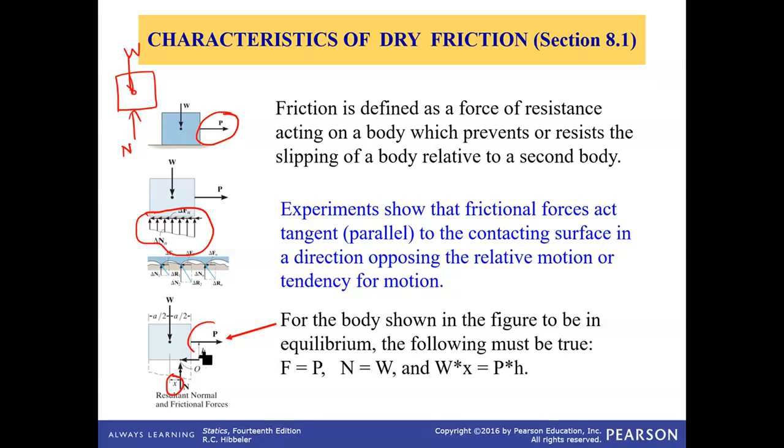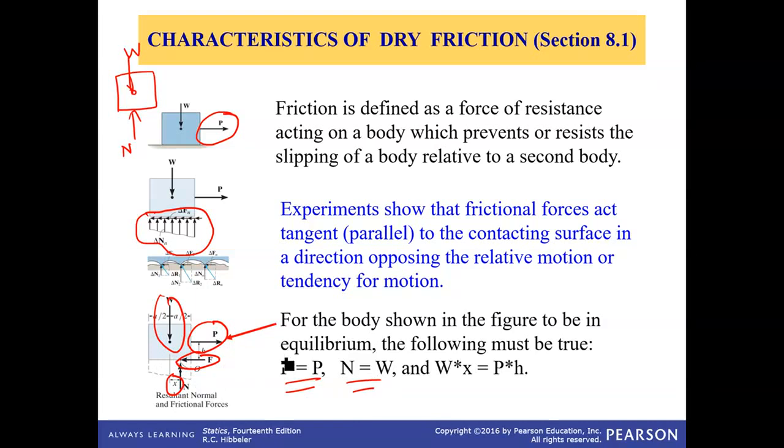Now this is the applied force P, this is the friction force F, this is the weight W, and that's the normal force N, which is not in line with W; it's at some distance x. So for the body shown in the figure to be in equilibrium, P should be equal to F, that is, the sum of the forces in the horizontal direction is 0. That's only possible when P and F are equal. The sum of forces in the vertical direction is 0 only when N and W are equal.